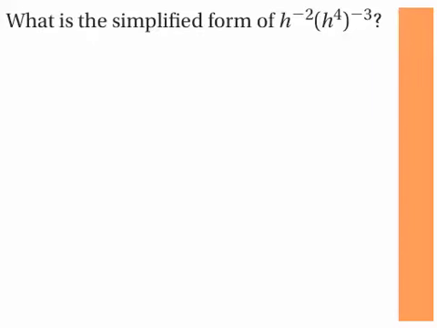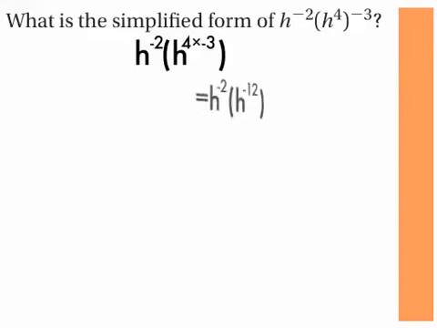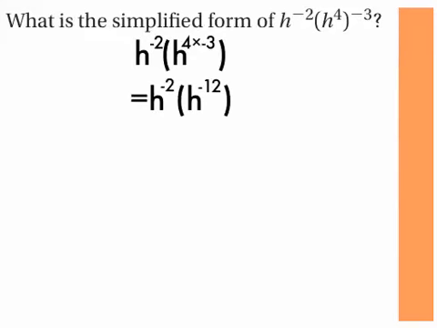So what I need to do is raise my power to a power first, or h to the 4th to the negative 3rd, by multiplying 4 times negative 3. My h to the negative second is just going to be brought down for now. It's still there, but I'm not ready to combine anything yet. So next I need to do 4 times negative 3, which is h to the negative 12th. So I have h to the negative second times h to the negative 12th.